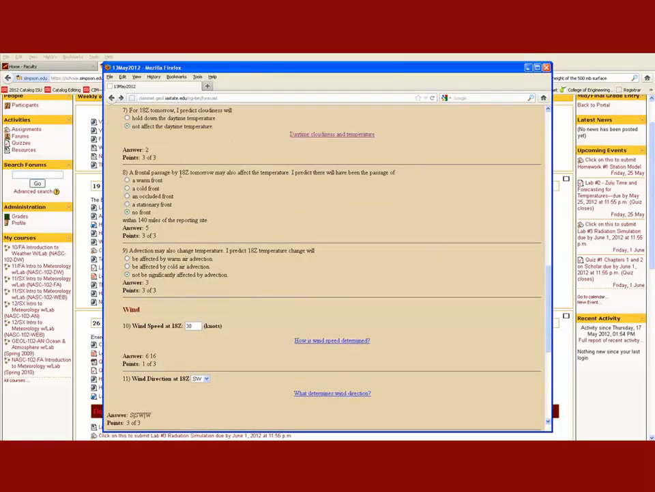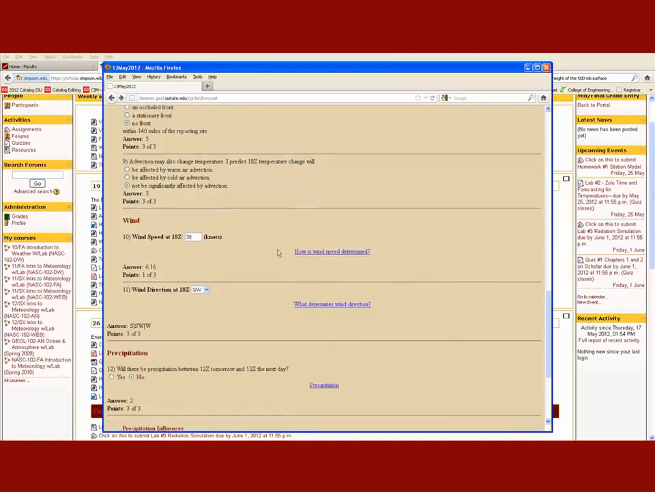Same thing for front. I said there would be no front at the 18Z time. That was correct. Got 3 out of 3 on that. For advection at 18Z, I said there won't be significant advection. Well, that's correct. The answer was choice number 3. I got 3 out of 3 there.